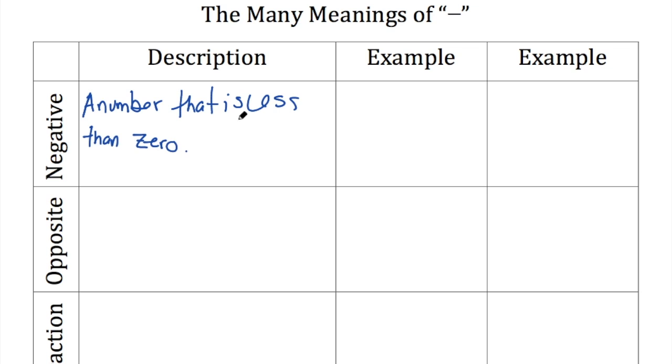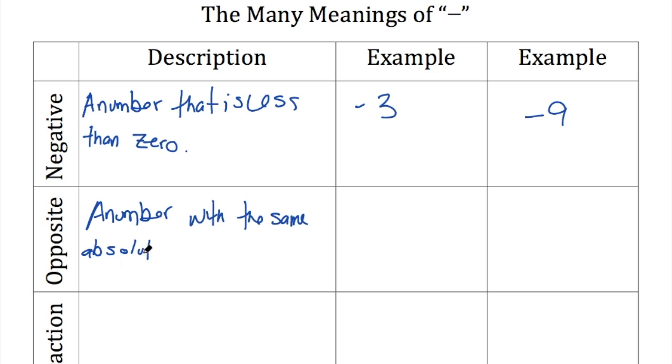So we've been talking about these for a couple days. No shocker, something like -3, -9, both examples of that symbol meaning negative. But another application could be, it means the opposite, a number with the same absolute value but different signs or different distances from 0 on the number line.